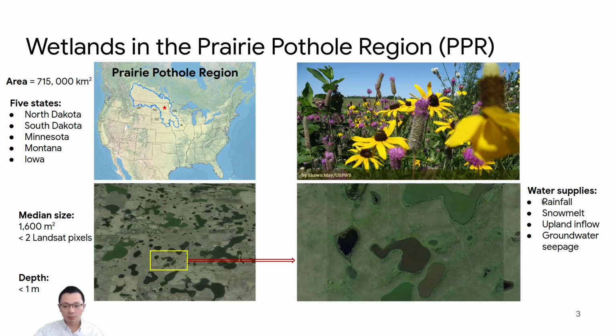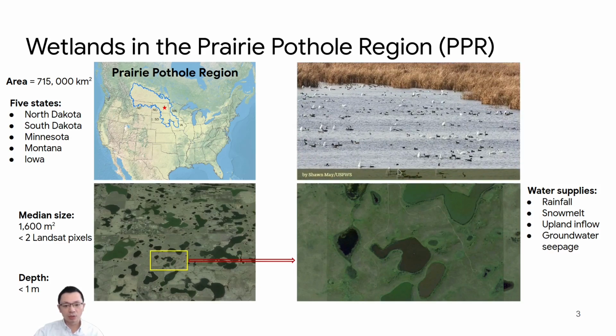The water supplies of these wetlands come from a variety of sources, including rainfall, snow melt, and also upland inflow. These wetlands are very important because they support a variety of vegetation and animal species, and it's very important that we map these wetlands, find out where they are located and how they are changing.